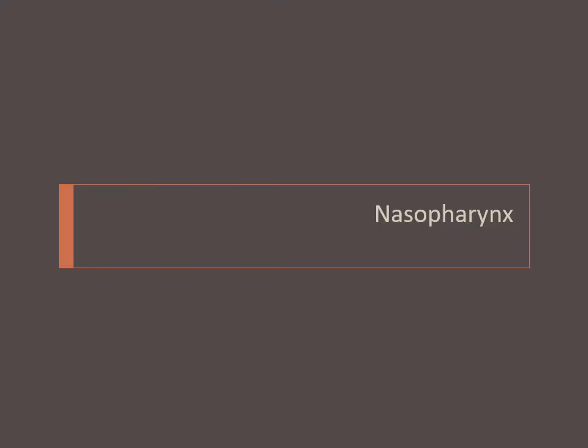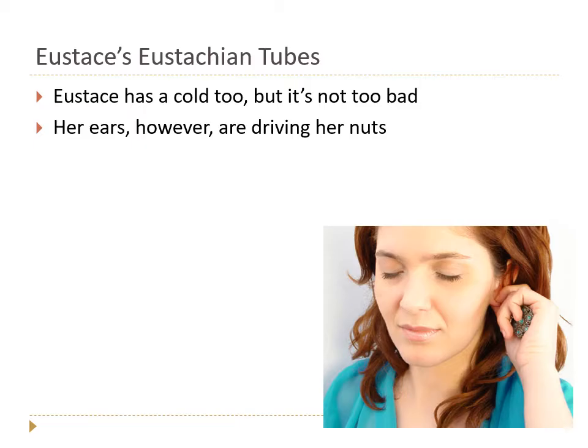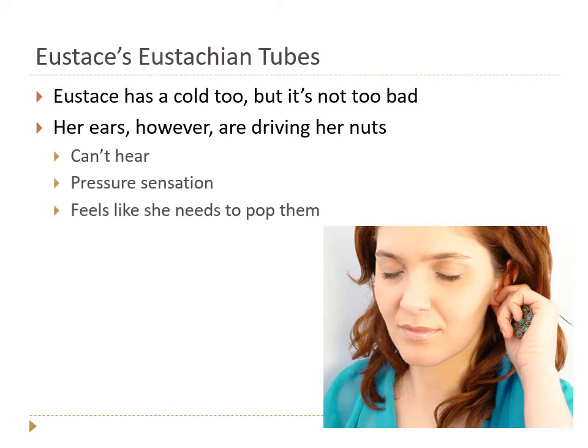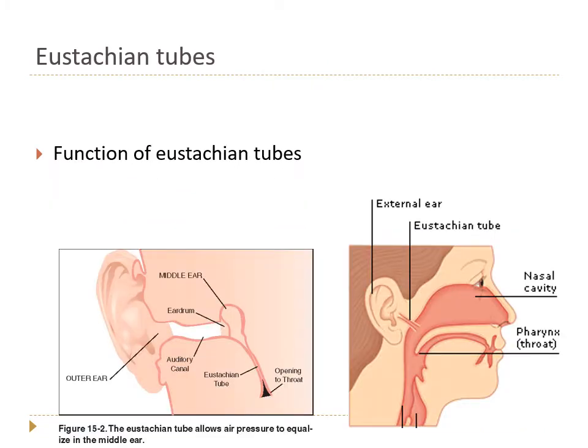So what's going on in the nasopharynx? Well, poor Eustace here has a cold also, but it's not too bad. But her ears are really bugging her and driving her nuts. She feels like she can't hear normally. She feels like there's a pressure in them, like she needs to pop them, like when you go up in an airplane or if you dive down really deep in a swimming pool. It's just really uncomfortable. So this is a problem with the Eustachian tubes.